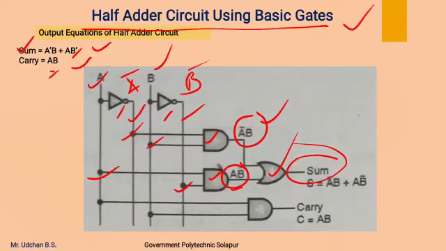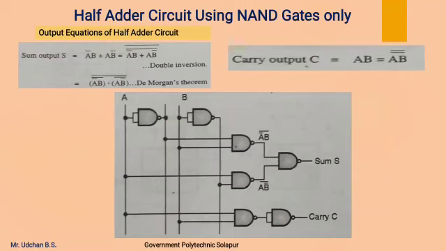After that, to get carry, we are going to connect the A variable and B variable lines to the AND gate to get the carry equation. So this is how we used only basic gates, that is AND, OR and NOT gates, to draw a circuit for the half adder. After that we will see a half adder circuit using NAND gates only. How to draw a half adder circuit using NAND gates.